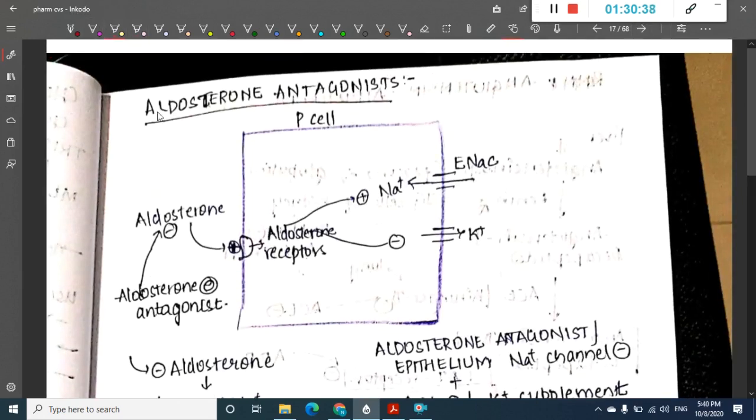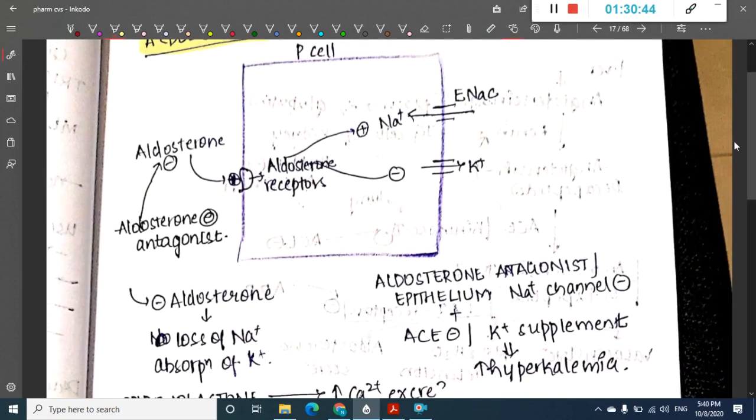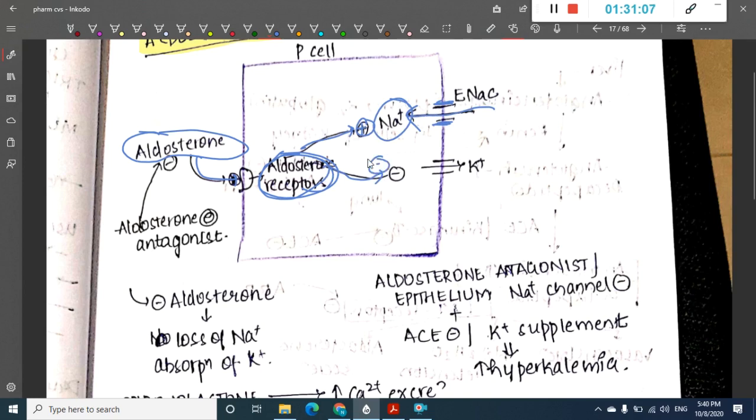Then the next group of drugs are aldosterone antagonists. This is the mechanism which I have said just before. This is aldosterone. Normally aldosterone activates these aldosterone receptors. These receptors activate the epithelial sodium channels and thus cause sodium absorption, whereas they inhibit the potassium channels and thus cause potassium excretion. So what does aldosterone cause? Sodium absorption and potassium excretion.